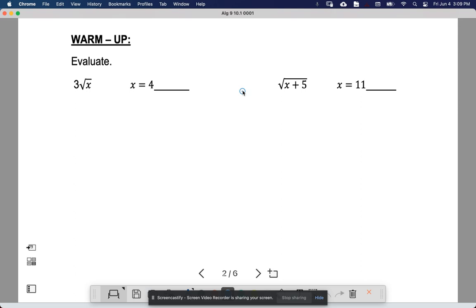Here are a couple warm-up problems for you for evaluating. So throwing in the 4 into there, what kind of answer do you get? And throwing in the 11, and what kind of answer do you get when you evaluate those? So a little warm-up.